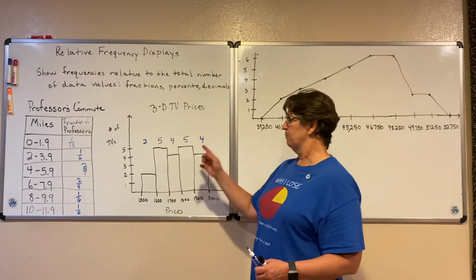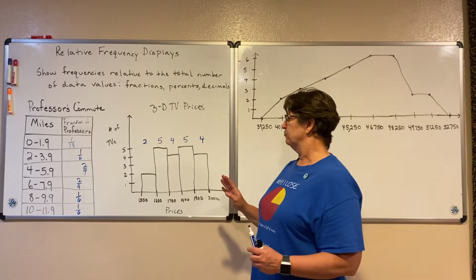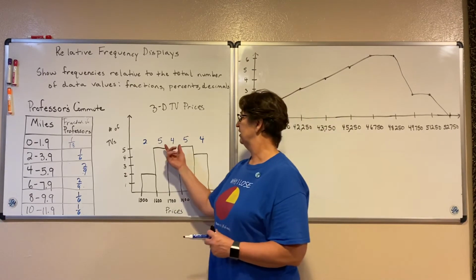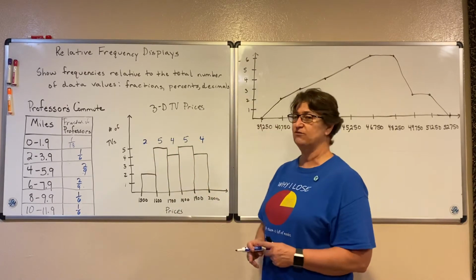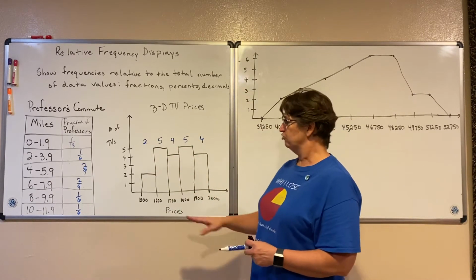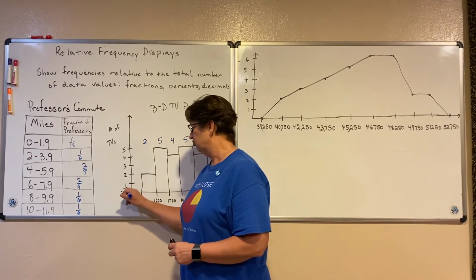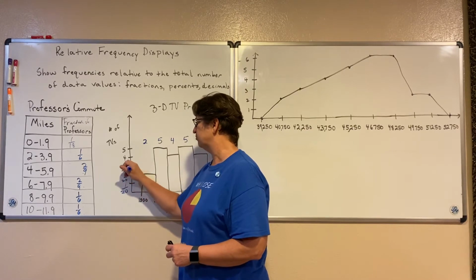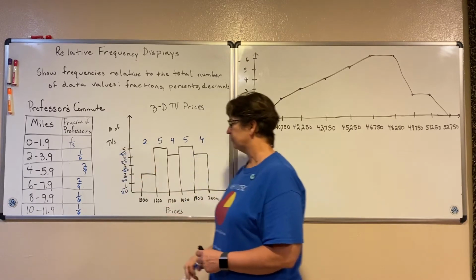17 different TVs were recorded. So that, 20 different TVs. How many was it? 20? 9 and 9 is 18, 19, 20. 20 different TVs recorded there. So I'm going to take each one of these and put it over 20 to turn it into a relative frequency display or histogram. Relative frequency histogram.